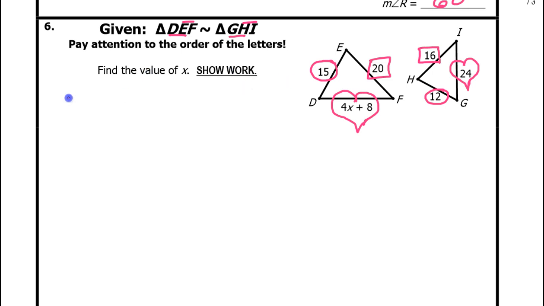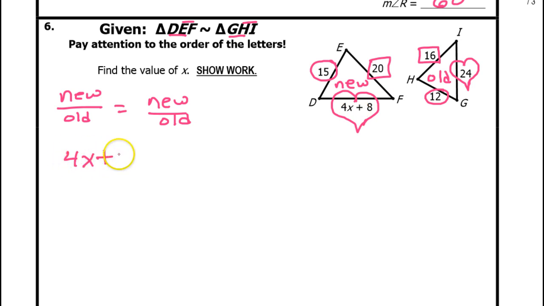Now I'm going to set up a proportion by doing new over old is equal to new over old. When I'm solving for x, it doesn't matter which triangle is new and which one is old. I like to put my x's in the top for some reason, so I'm going to pick this triangle to be new and this one to be old, but it doesn't matter. So new over old. I'm going to start off with 4x plus 8 because I'm trying to find x.